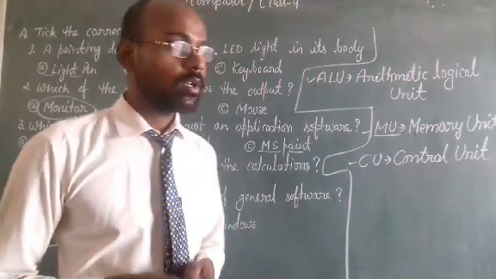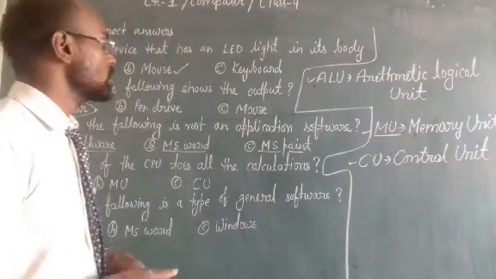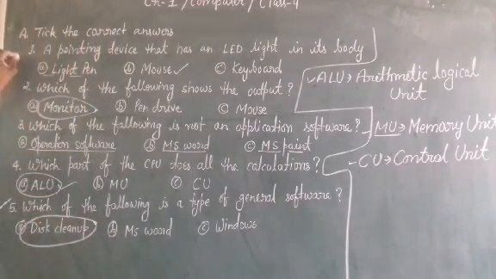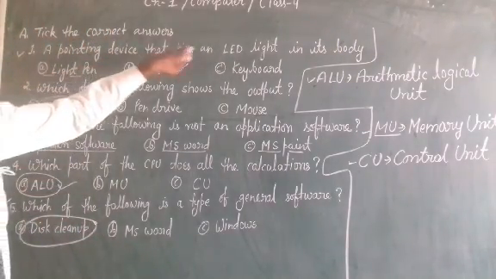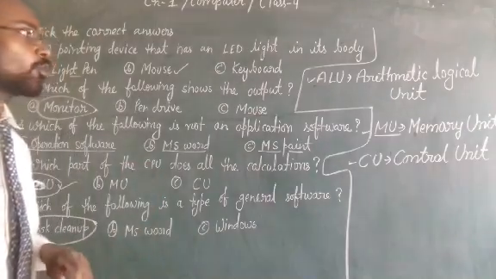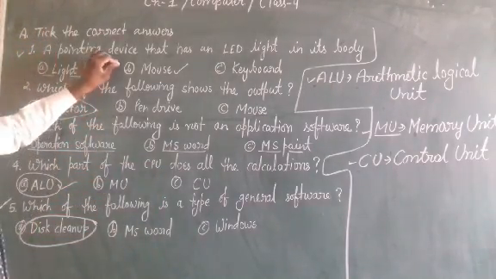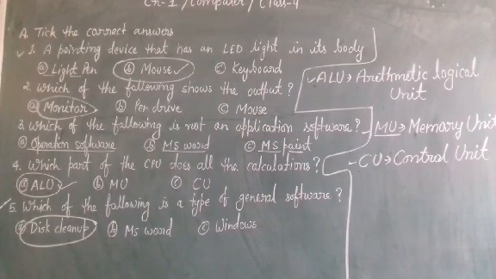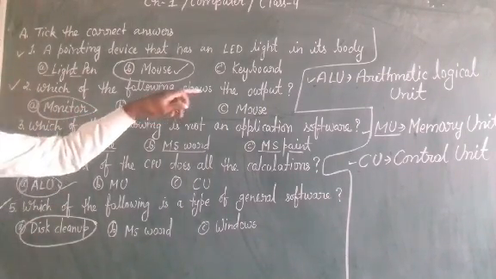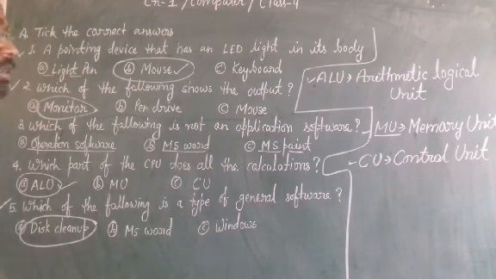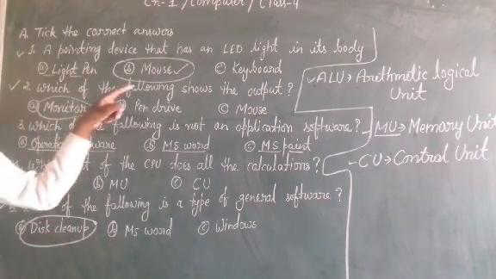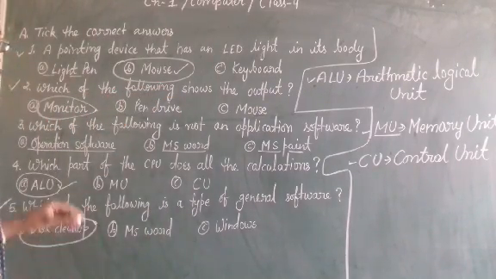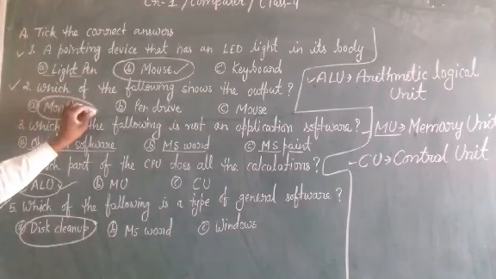Clear everyone? Once again listen from the question number first. Question number first is a pointing device that has an LED light in its body. So students, option number B is the right answer, mouse. Question number second is, which of the following shows the output? Students, monitor.